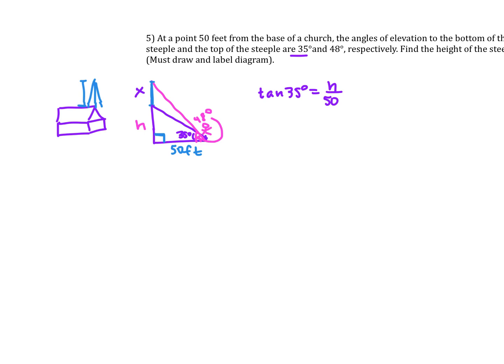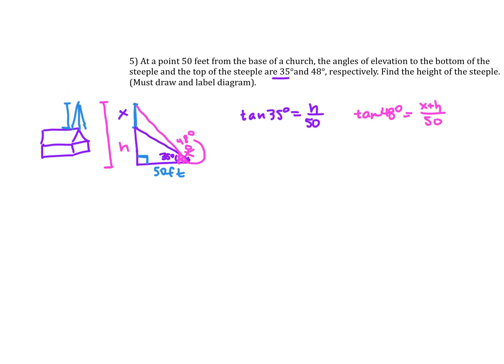Now we can do the larger angle, which is tangent of 48 degrees. And again, that'll be this side right here, which is X plus H, over 50. So let's go ahead and multiply each of the equations by 50. So we have 50 tangent of 35 degrees equals the height. And then on the right, we have 50 tangent of 48 degrees equals X plus H.